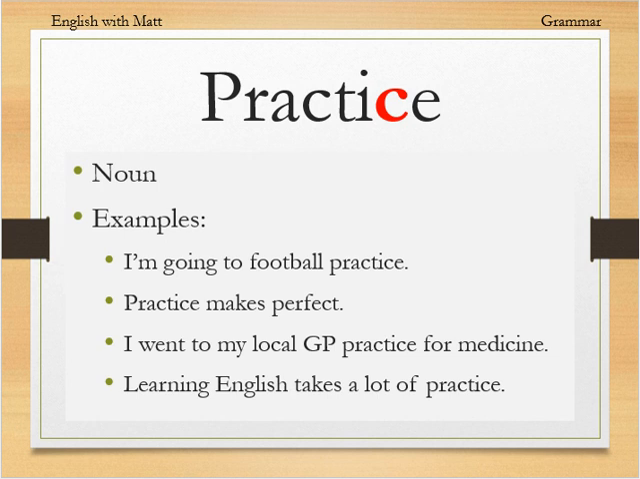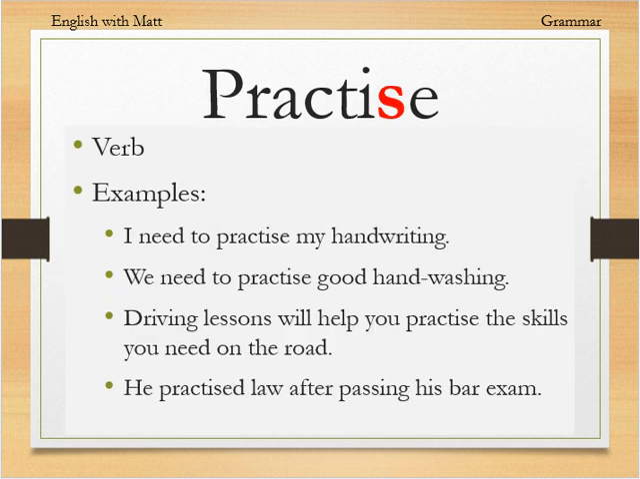The second type of practice is with the S, and this is the verb. So as we might know already, verbs are to do with a process or a particular action. Verbs are sometimes just simply called doing words, things that we physically do or that have some kind of process to do them. So all of these are to do with some kind of process.